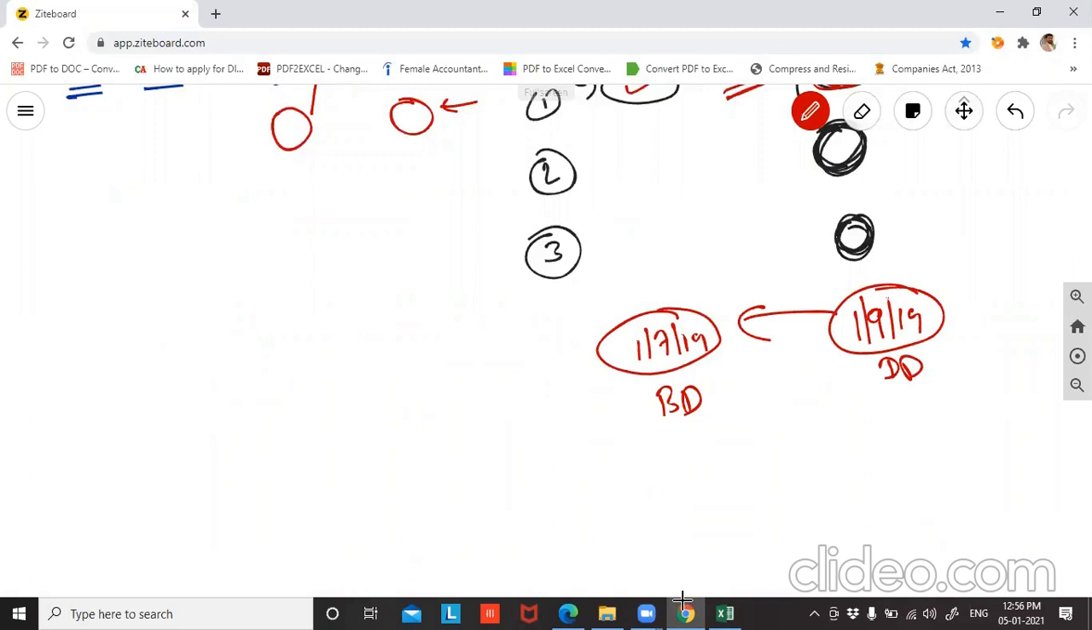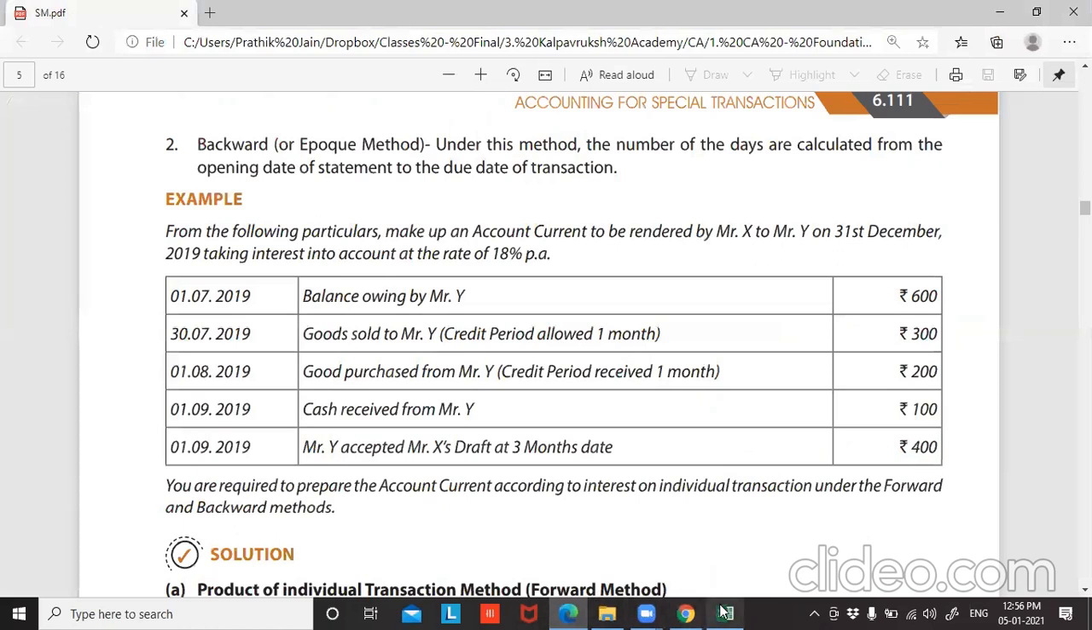While going backward, I'll still do the front calculation only. So July has how many days, including this 1st of July? I will include 1st of July. So 31 days plus August 31 days plus September 1 day. Total is 63. Like this you have to do. Yes, are you able to follow?